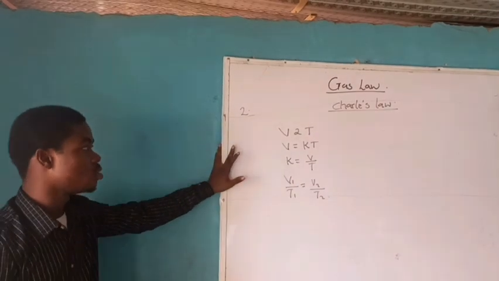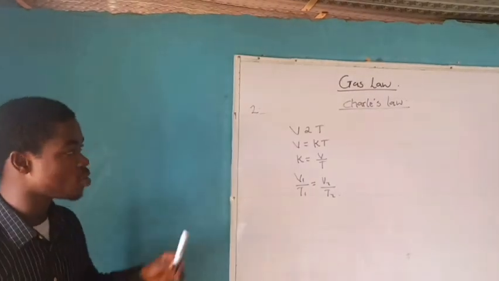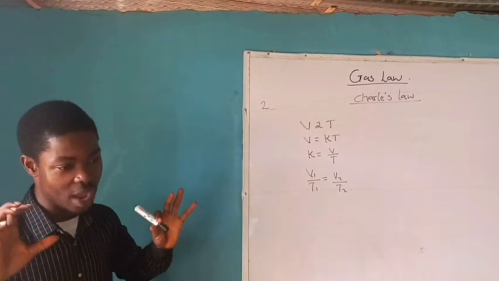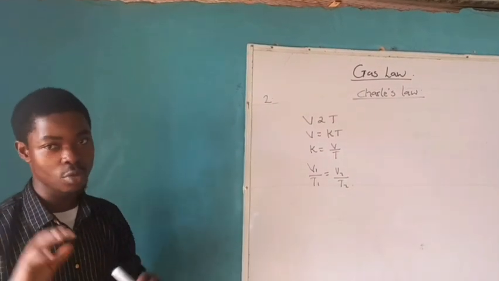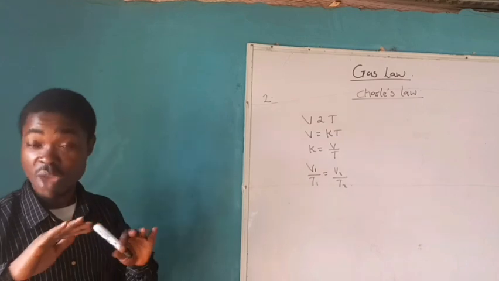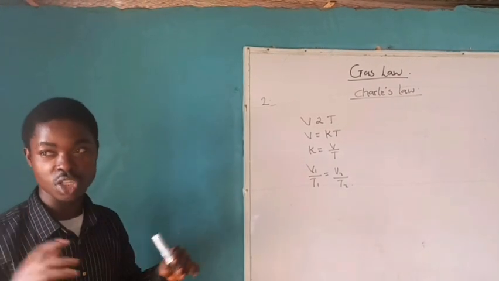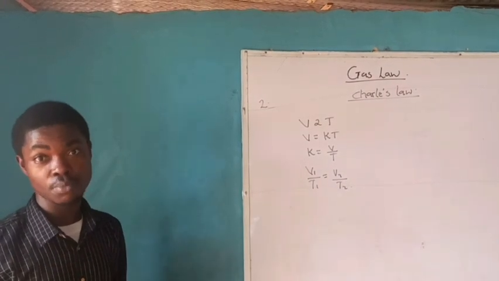What was Jacques Charles trying to communicate with us? He's trying to tell us that anytime you increase the temperature of a gas, the volume of that gas will increase. If you keep on increasing the temperature of the gas, the volume of the gas will increase, as long as we maintain it at a normal pressure. It means gas expands when you increase their temperature.